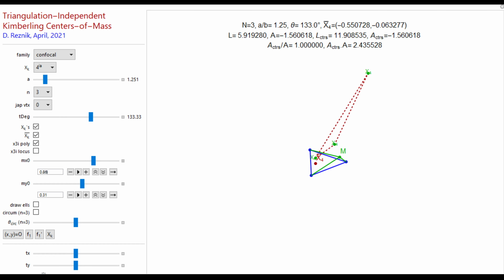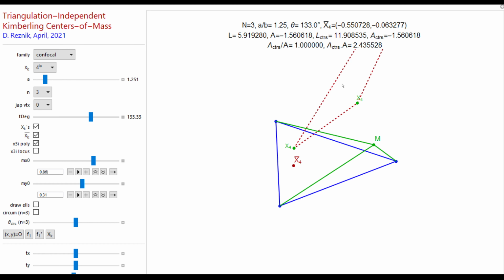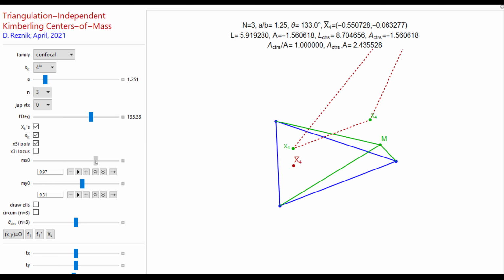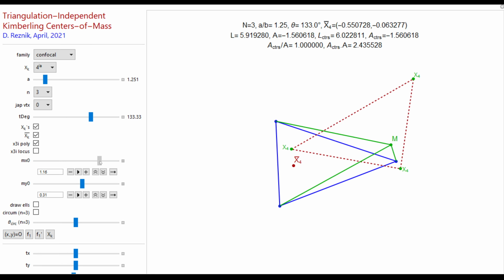Very well. Now, the phenomenon that I want to show you guys is when these two perimeters are equal. So let's keep moving M out to the right. And at some point, you can see that my perimeter is decreasing, decreasing. And at some point, almost at this position here, the two perimeters are almost the same. 5.94 for the red, dash red one, 5.91 for the fixed blue one.